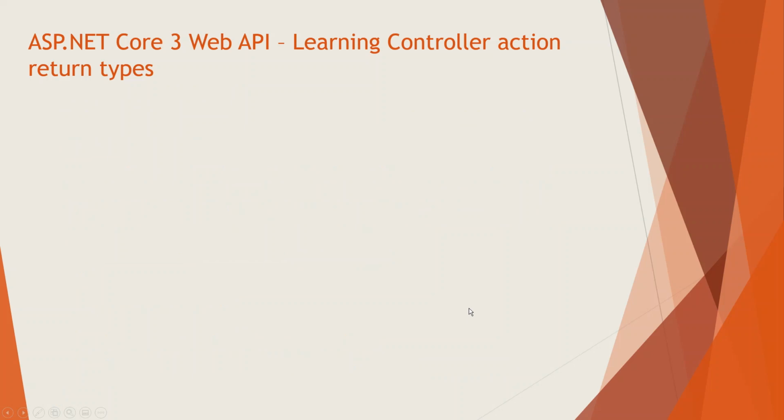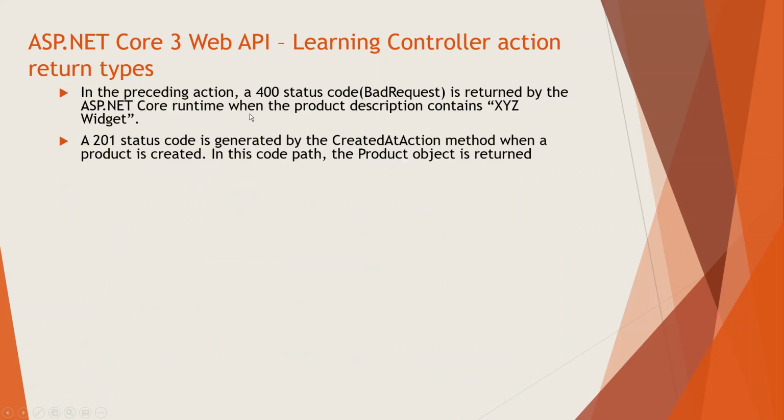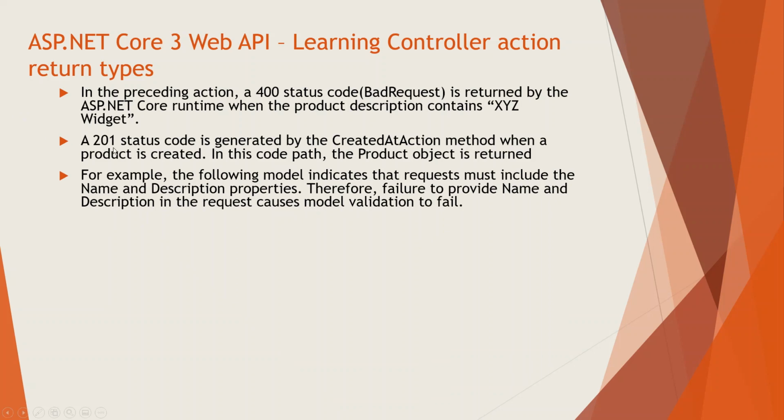So, having said all that, a 400 status code is returned by the ASP.NET Core runtime when the product description contains XYZ widget. That's the explanation I have already made without looking at this slide. And again, a 201 status code is generated by the CreatedAtAction method when a product is created. In this code path, the product object is returned.